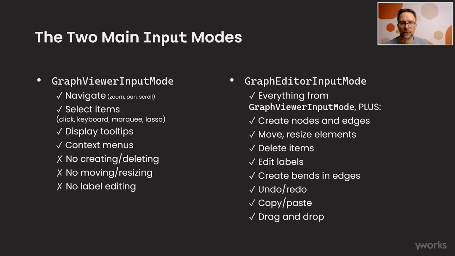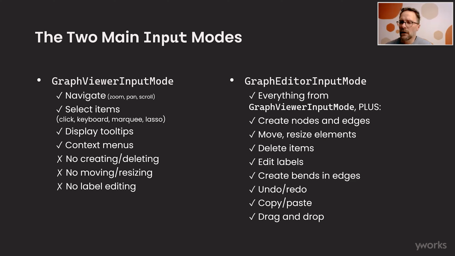I mentioned these before. There's mostly Graph View input mode and Graph Editor input mode, where Graph Editor input mode is mostly a superset of what Graph View input mode can do. And that would be navigating, selecting items, displaying tooltips and context menus. But there's no modification built in, like creating elements, deleting them, and so on.